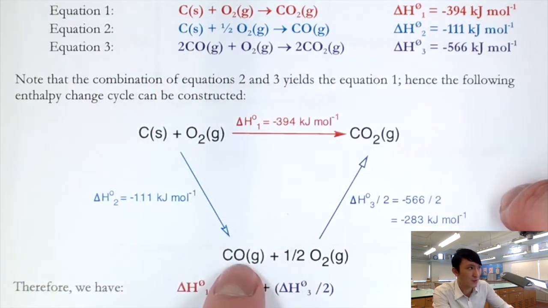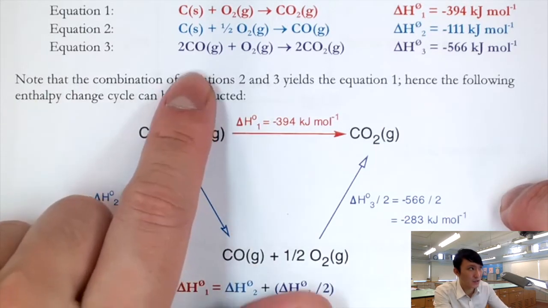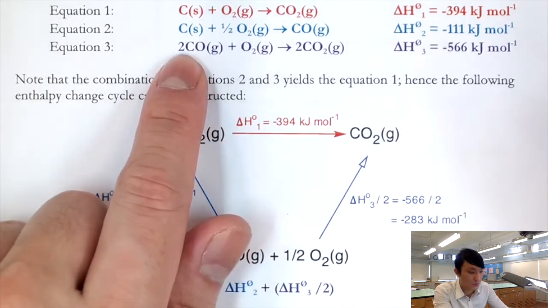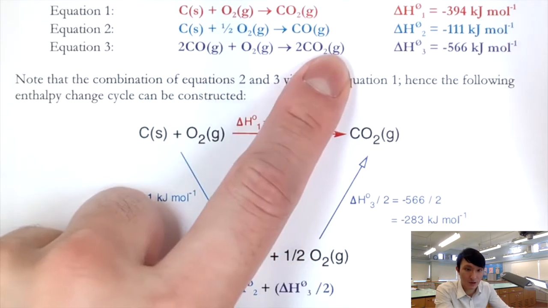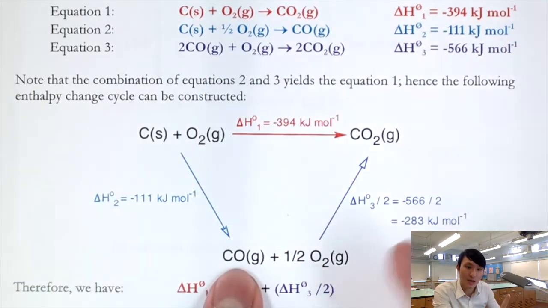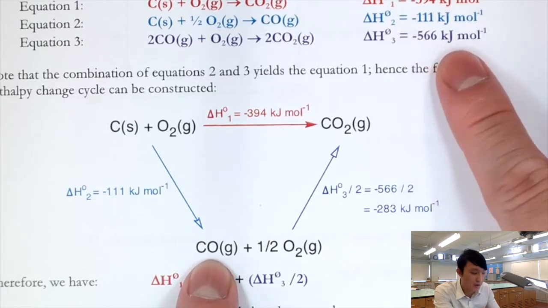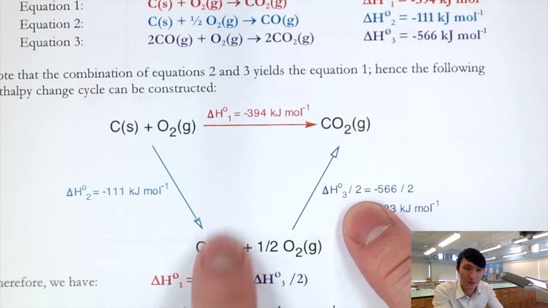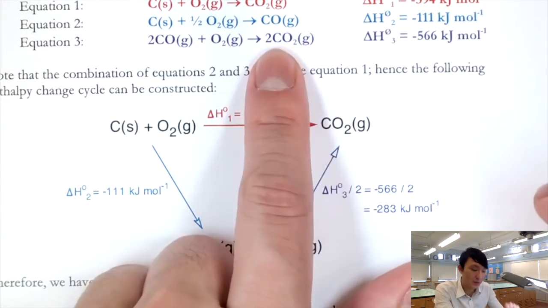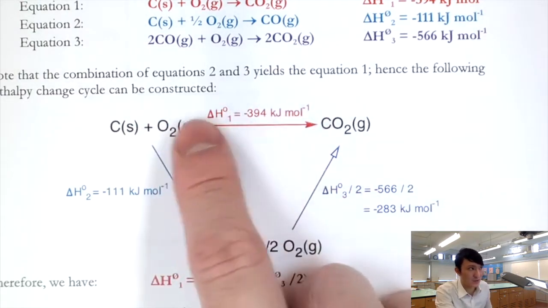So these two react to form this. But you realize that according to this equation, it is 2 carbon monoxide reacts with 1 oxygen to form 2 moles of carbon dioxide. But here we only got 1 carbon monoxide. So if you look at the enthalpy terms, yes, we are using the delta H naught 3 here, but we have to divide it by 2 because we are forming 1 mole of carbon dioxide instead of 2. Okay? So after doing this, you realize that, hey, we have constructed a cycle.